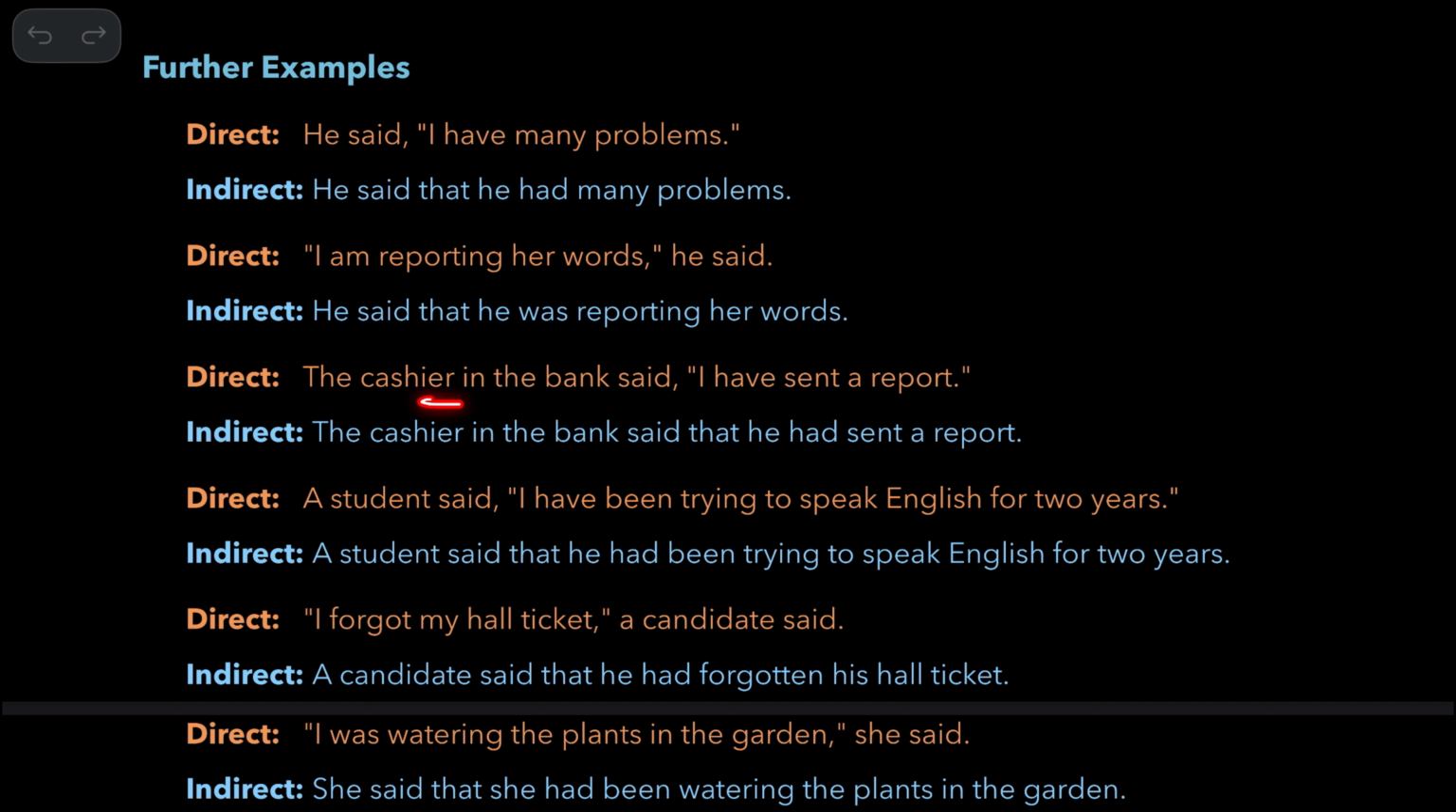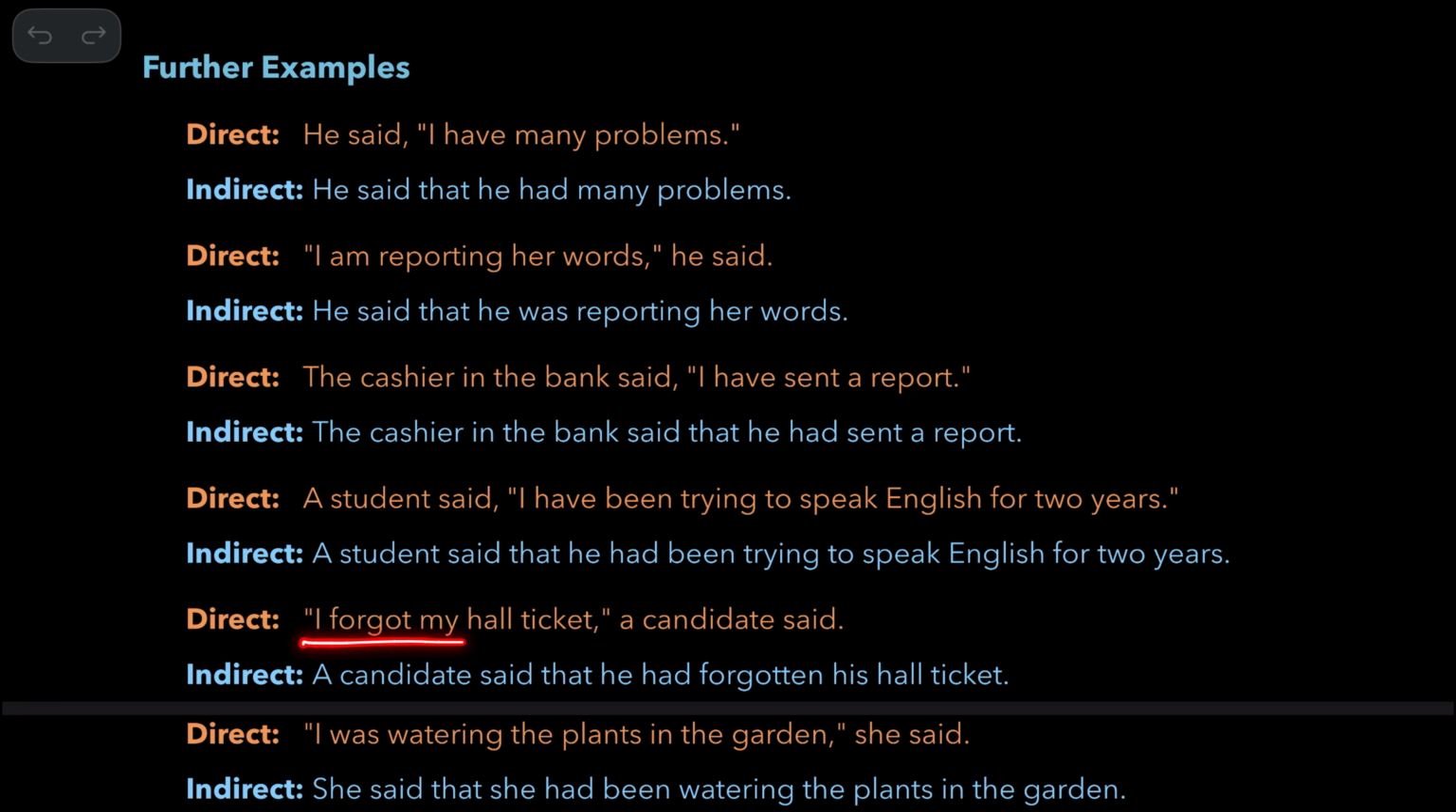The cashier in the bank said, I have sent a report. The cashier in the bank said that he had sent a report. So, have sent changes to had sent. A student said, I've been trying to speak English for 2 years. A student said that he had been trying to speak English for 2 years. So, have been changes to had been.